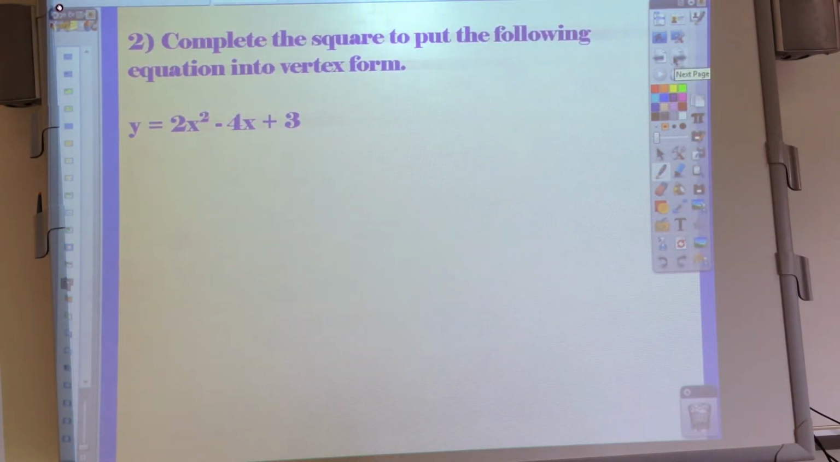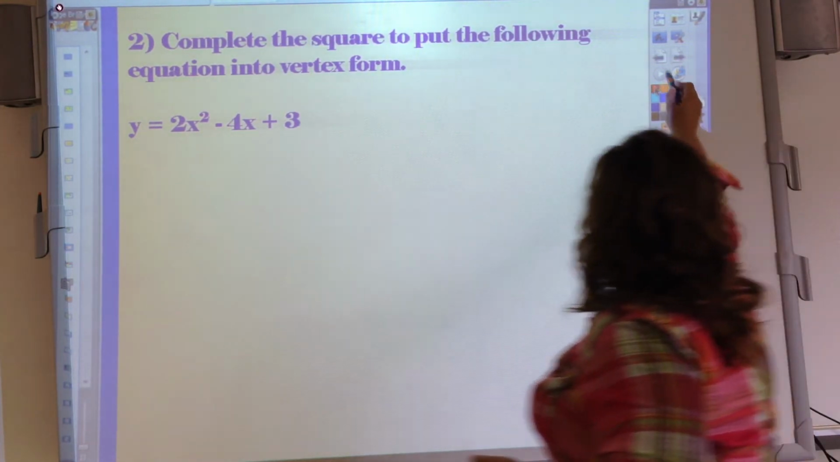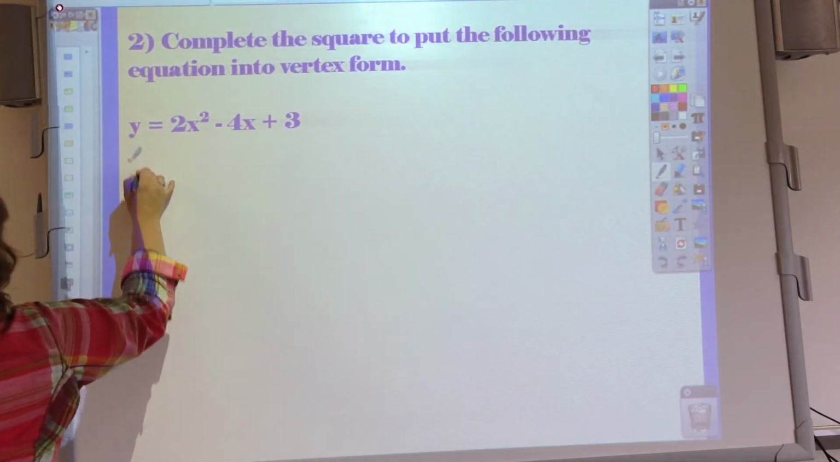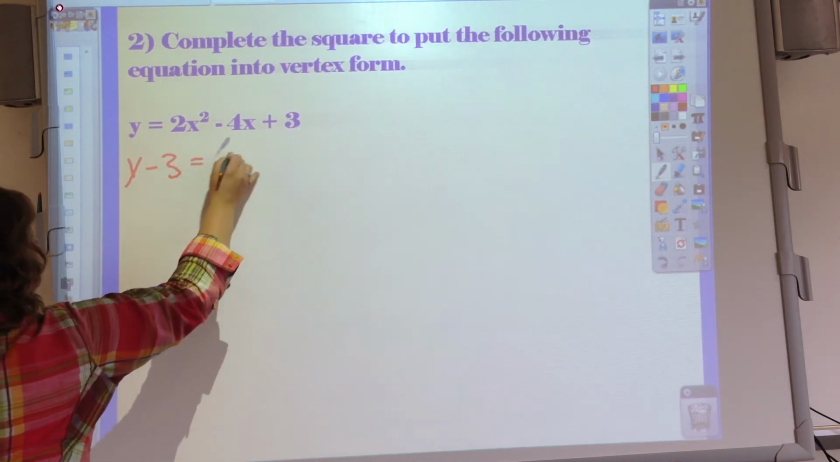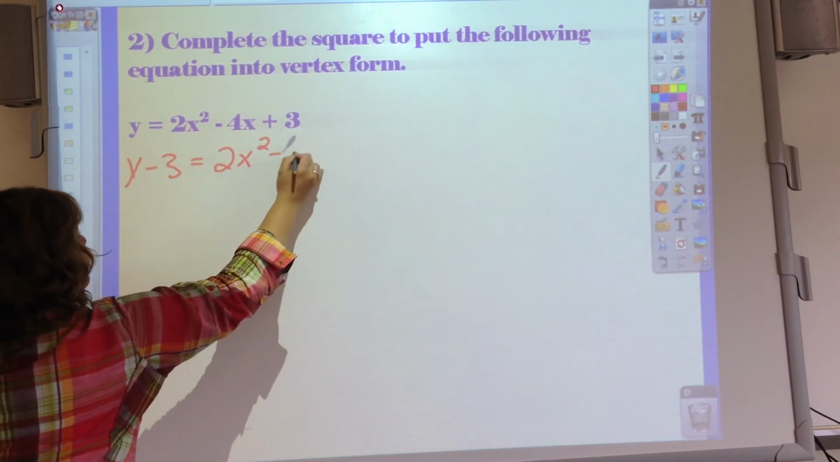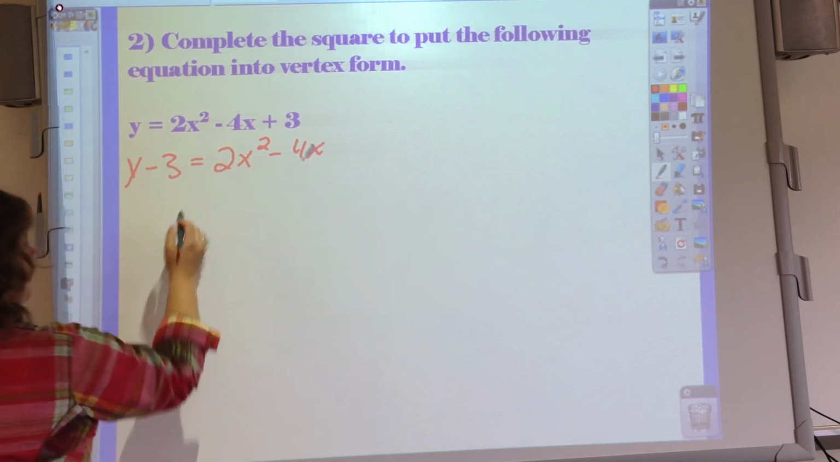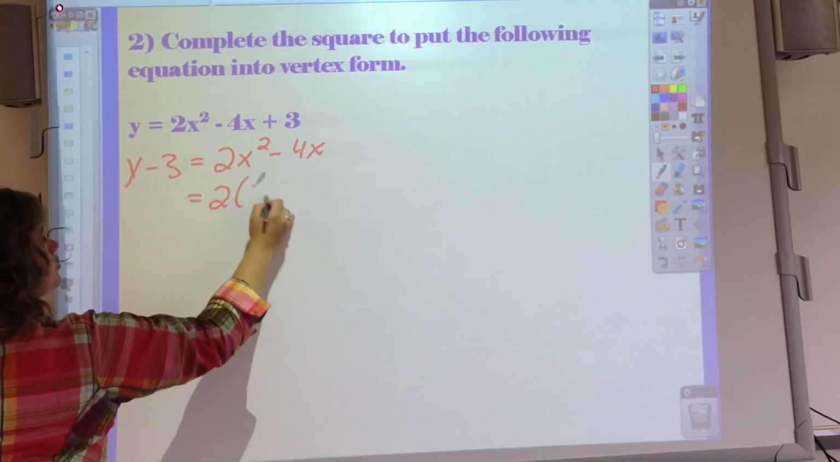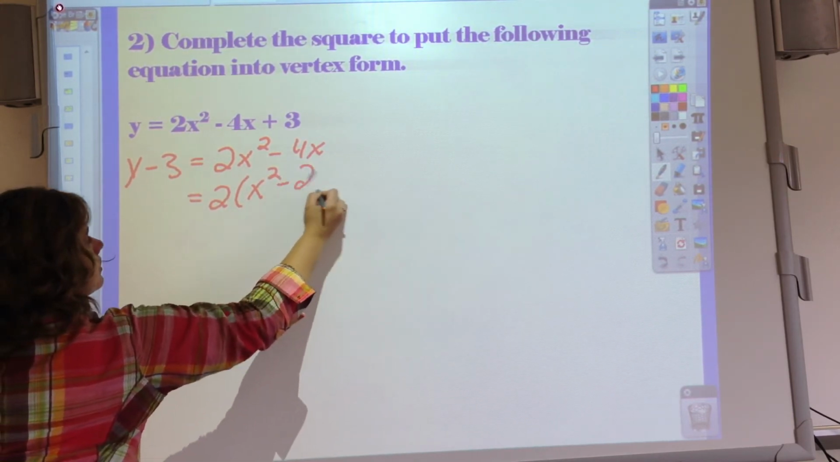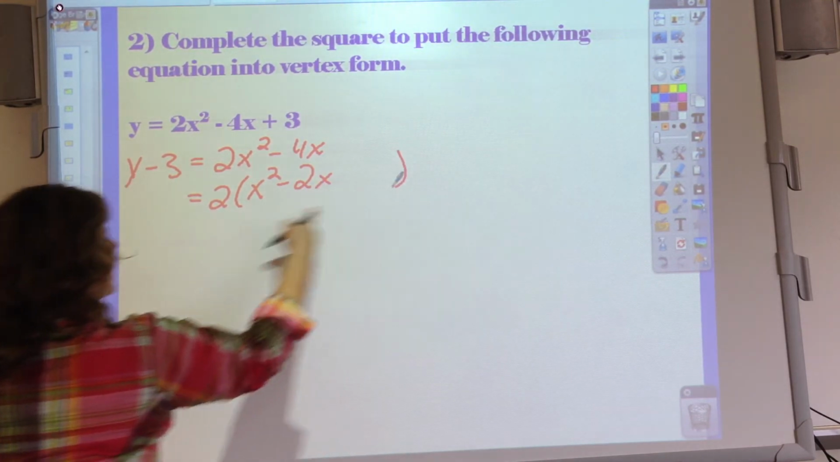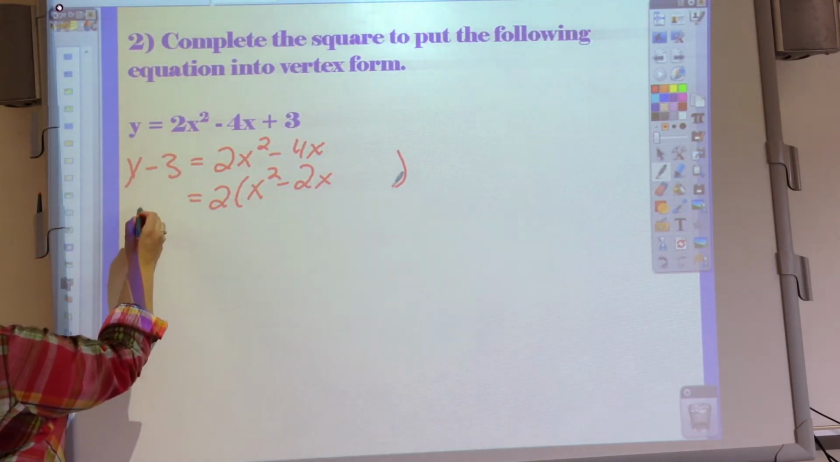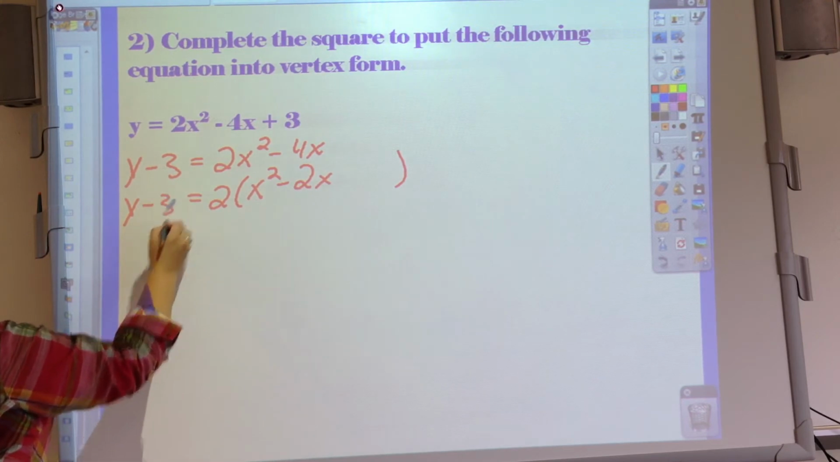So first of all, my leading coefficient is not 1. And so I'm going to need to get rid of that a value. So I'm going to go ahead and move C. I'm going to subtract it on both sides. And now I'm going to need to get rid of a. So what I'm going to do is factor it out. And then inside here, I'm still going to be able to complete the square.